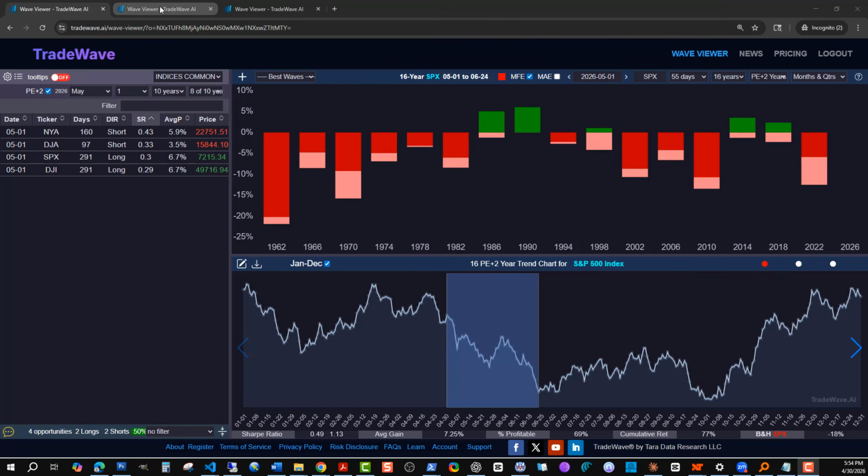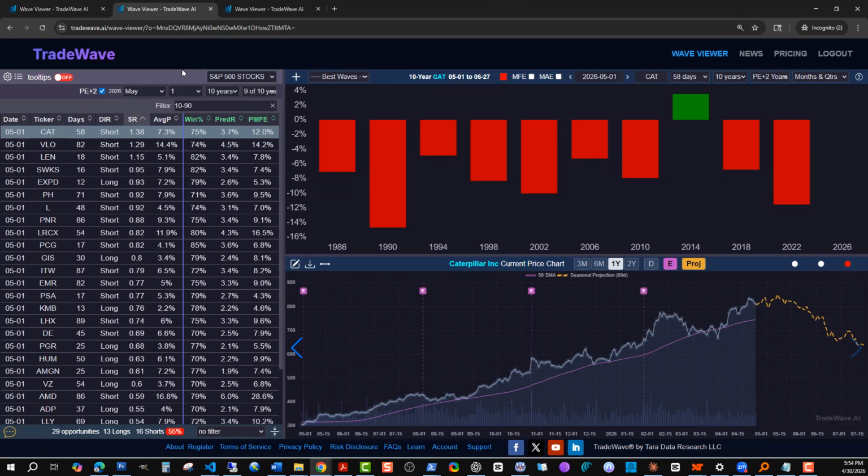But now I want to look at the stocks. I'm looking at the S&P 500. The analytics engine for May is now showing a list of all of the patterns it's detected. I have the checkbox PE plus 2, which means only return me patterns based on the midterm election years. The last 10 midterm election years are selected here, and at least 9 of those 10 years should be profitable, whether it's bullish or bearish, short or long.